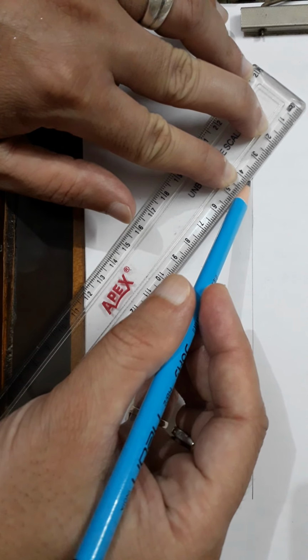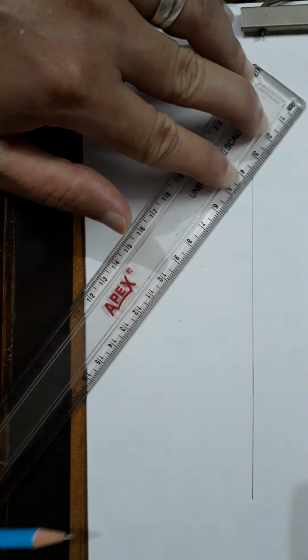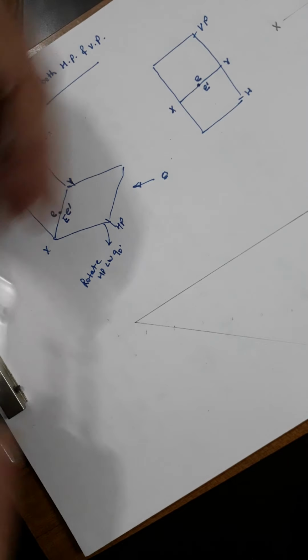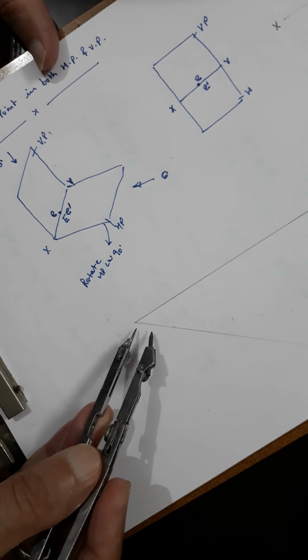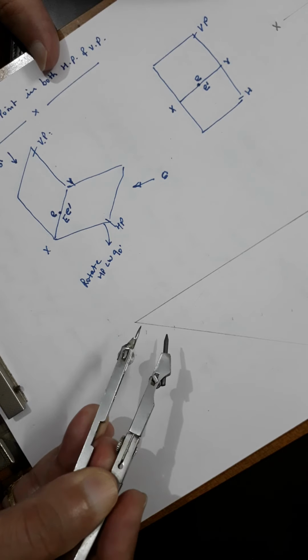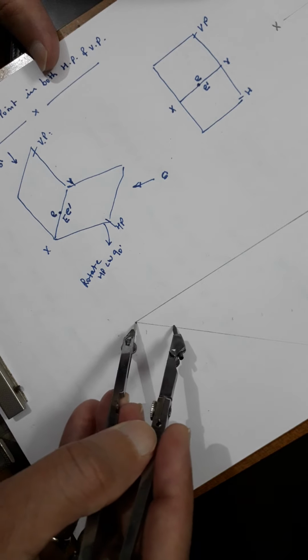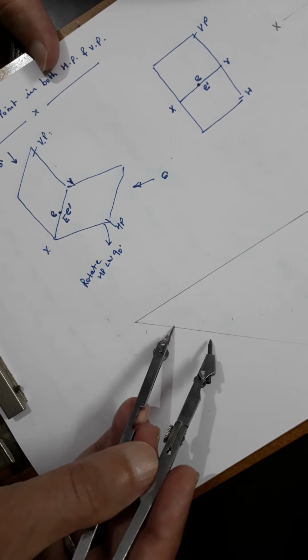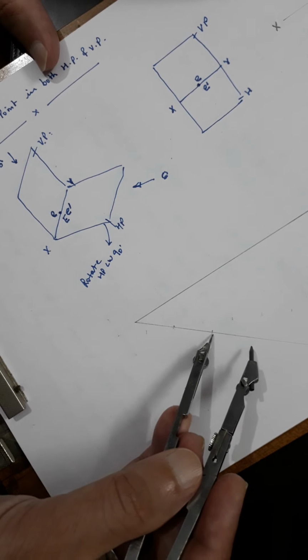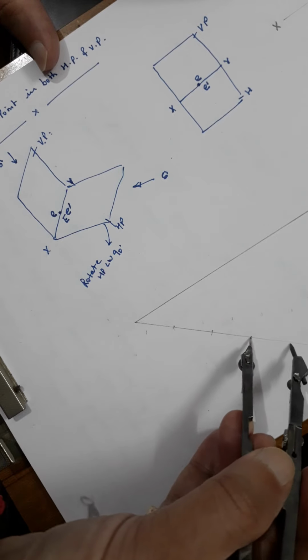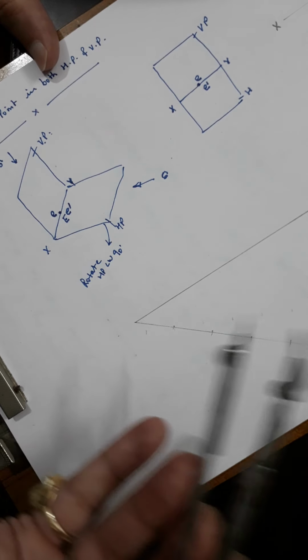In that case you have to use this method, the inclined angle line method. Now you have to divide this into 4 equal parts. First you take the compass, any suitable length. I am taking it randomly, but I have to mark 1, 2, 3 and 4, four arcs of any suitable length, but it should be the same throughout.